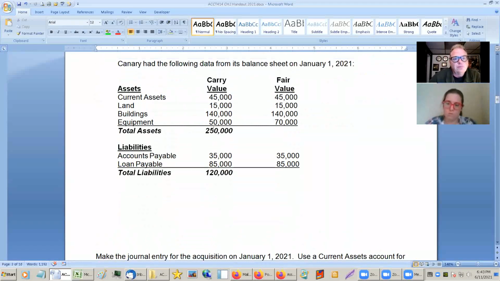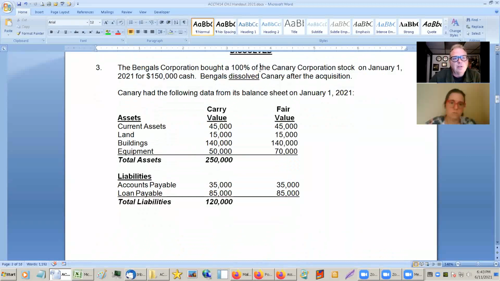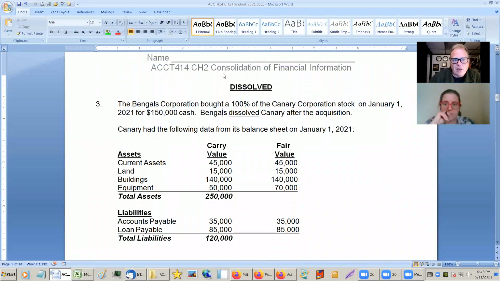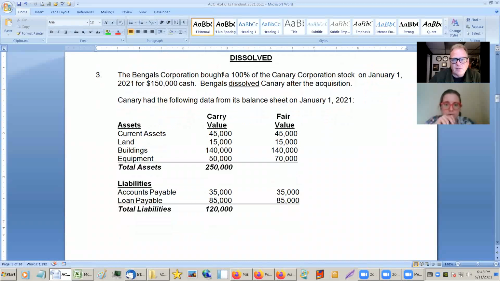Now here's the nice thing about what we're doing with the 100% purchase: we don't have to worry about buying 30% of it and all that kind of stuff. So for this chapter, we're going to be at 100%. Okay.